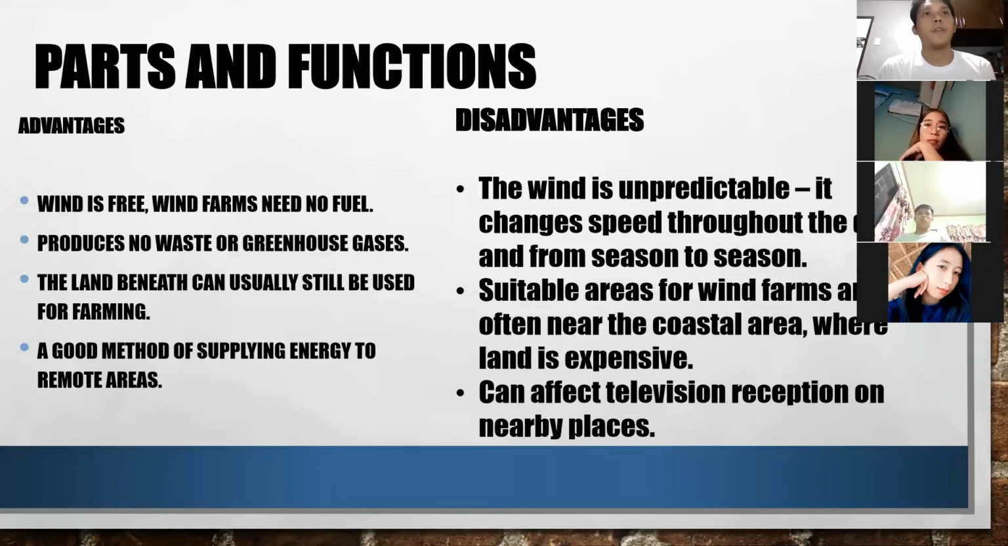Advantages. Wind is free. Wind farms need no fuel, produce no waste or greenhouse gases. The land beneath can usually still be used for farming, a good method of supplying energy to remote areas. Disadvantages. The wind is unpredictable. It changes its speed throughout the day and from season to season. Suitable areas for wind farms are often near the coastal area where land is expensive. It can affect television reception on nearby places.